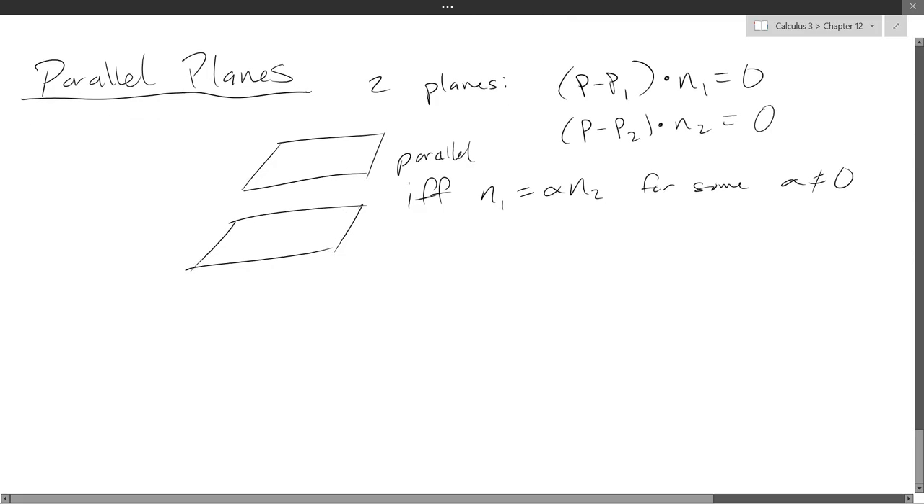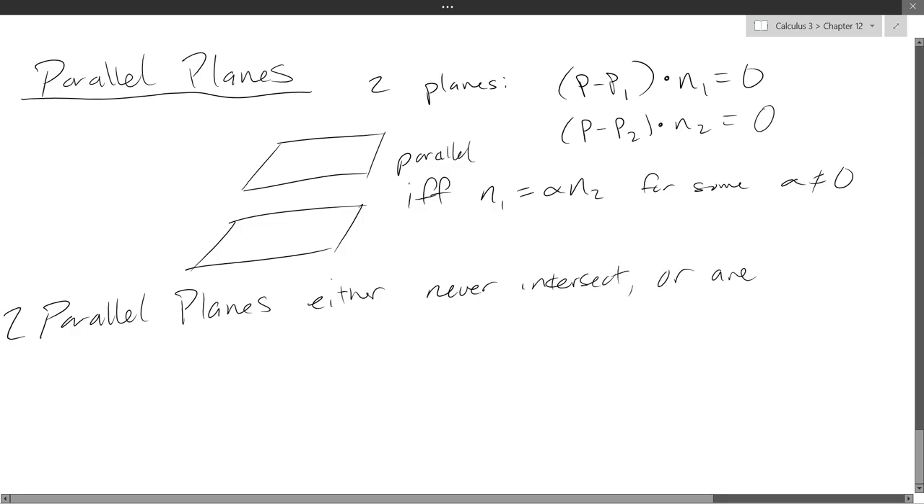So parallel planes are either the exact same plane or they don't intersect at all. Those are your two possibilities for parallel planes. So two parallel planes either never intersect or are the exact same plane. And if they're the exact same plane, the actual equations will be multiples of each other.